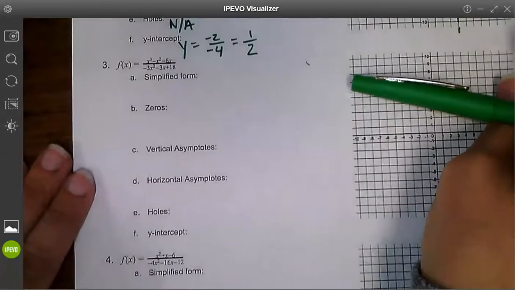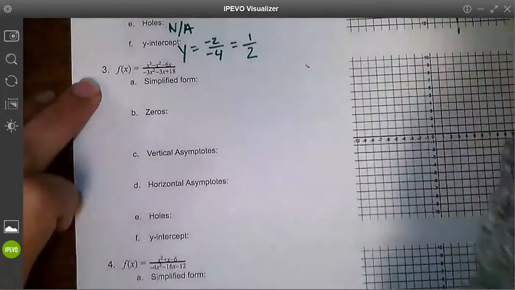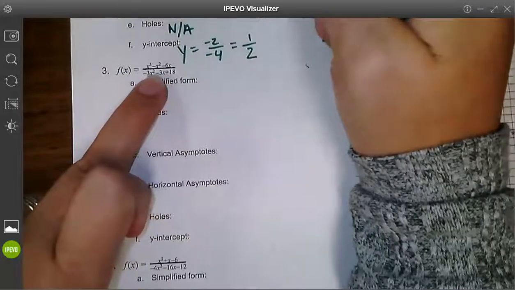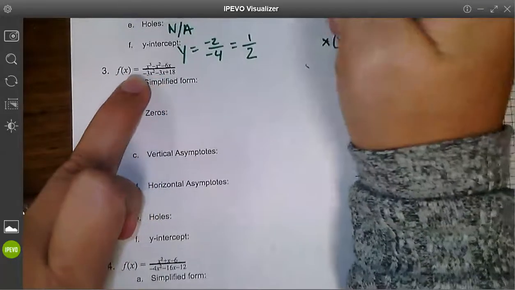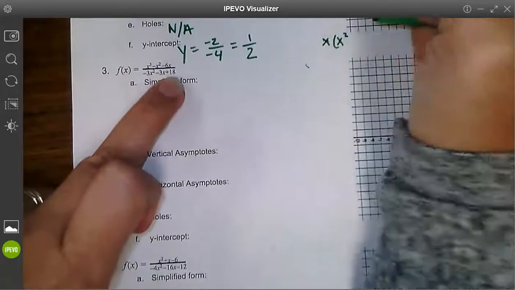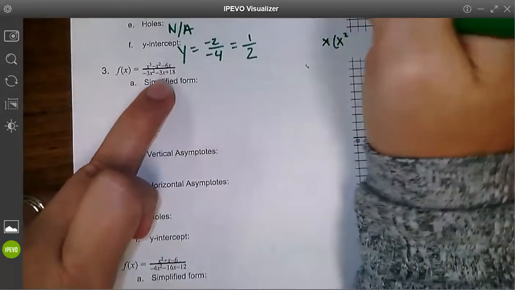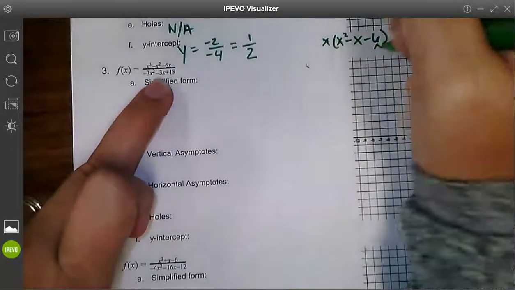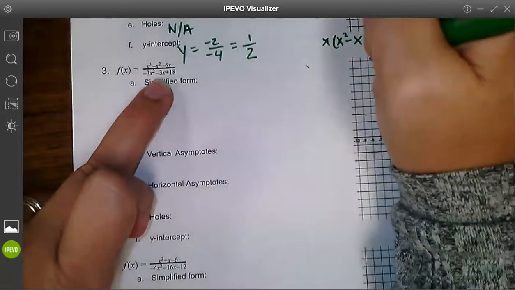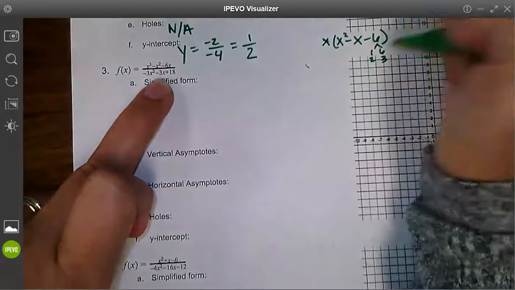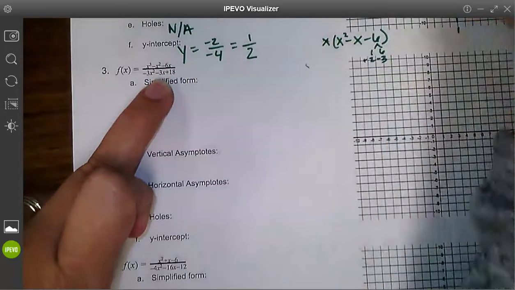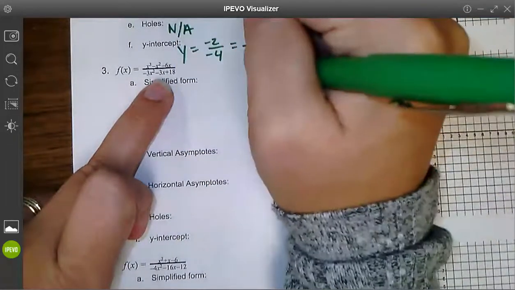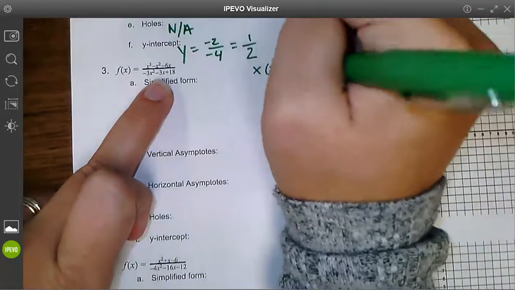This one, we have some factoring to do. So my top portion, I have x cubed minus x squared minus 6x, so I can take an x out of that, and I'm left with x squared minus x minus 6, because they all have an x. You always have to start with your GCF. Now I want my factors of 6 to add or subtract to give me 1: 1 and 6, 2 and 3. To get negative 1, I need negative 3 and positive 2. So my numerator, I have x times x plus 2 times x minus 3.